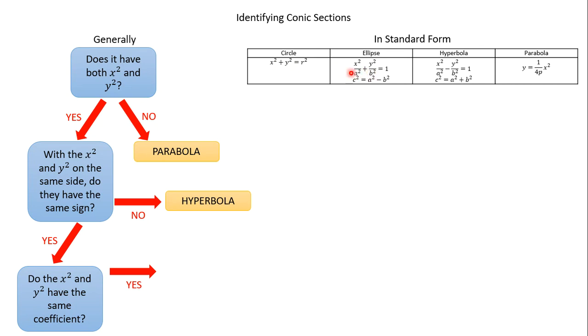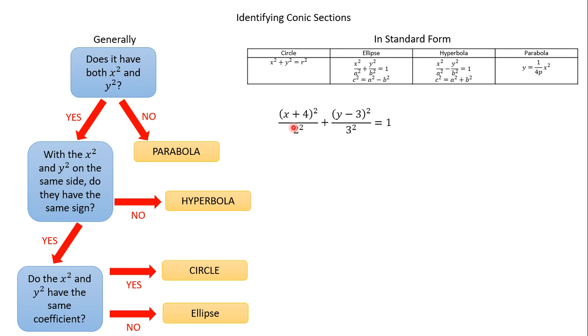Here, we have two different numbers. If they have the same number in front, it's going to be a circle. And if they don't have the same number in front, it's going to be an ellipse. And these three questions actually work if it's in standard form as well. So let's see some examples on how these work.